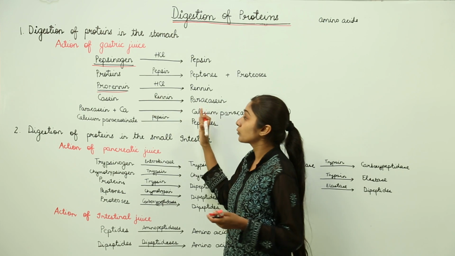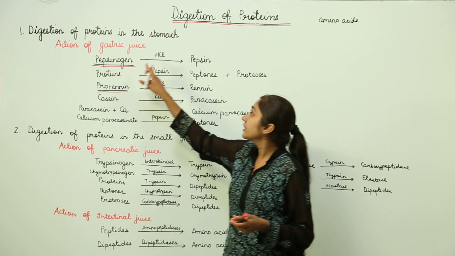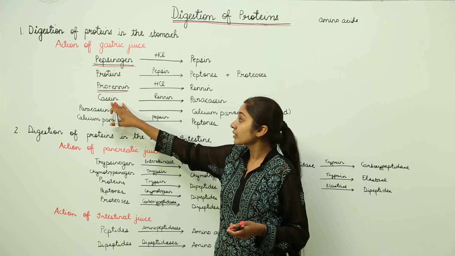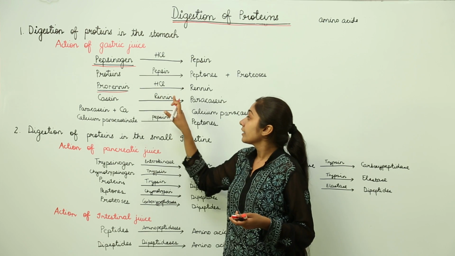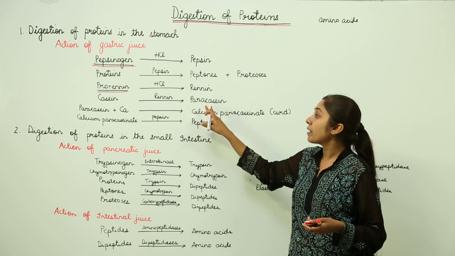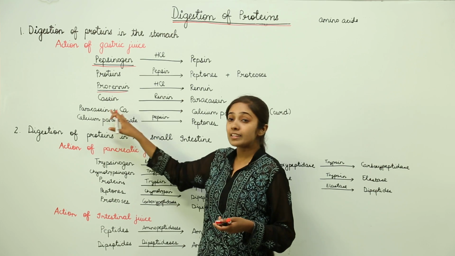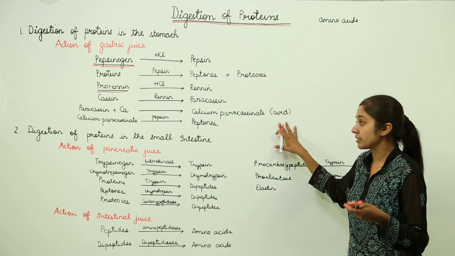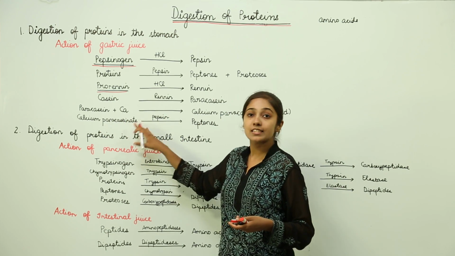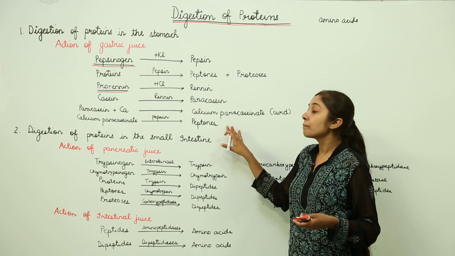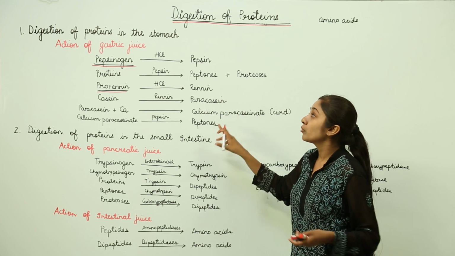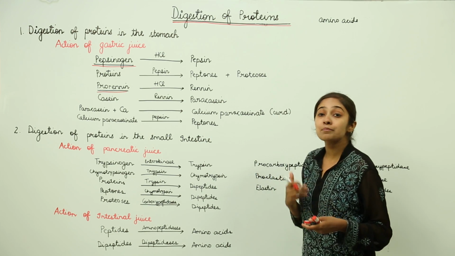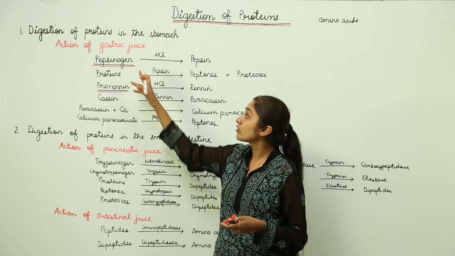As you can see in these equations, proteins are converted into peptones plus proteoses in the presence of pepsin. We have casein, a milk protein. In the presence of renin, it is converted into paracasein, and when this paracasein binds with calcium, it is converted into calcium paracaseinate, which is a curd-like substance. Then calcium paracaseinate in the presence of pepsin is converted into peptones. So, this is how protein digestion takes place in the stomach. Remember that the acidic pH is necessary for the activation of these enzymes.